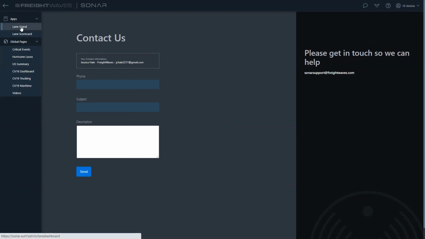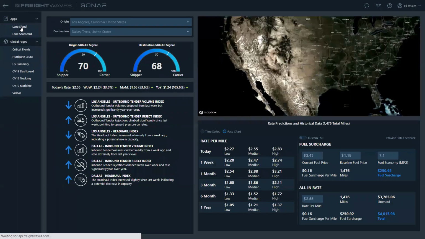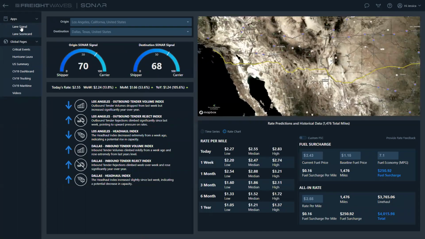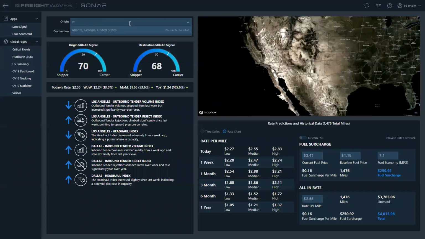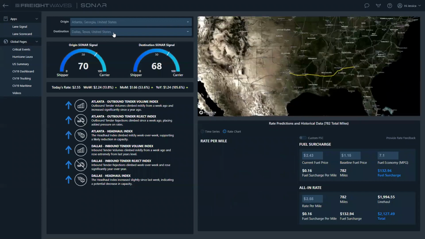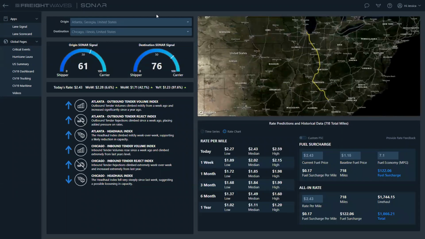The last thing we're going to cover today is probably where you'll spend most of your time. This is Lane Signal. This is in our app section in the top left-hand corner. Lane Signal allows you to type in any type of OD pair. You can type in an address, a zip code, a city, it doesn't matter. You can type in anything you wish, and it will pull all of the data up based off what you type in. Over on the right-hand side is just the lane plotted on the map.